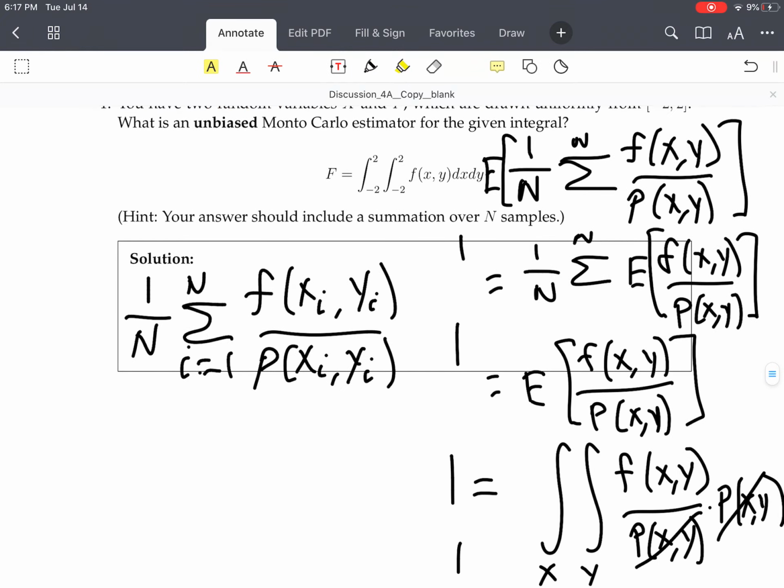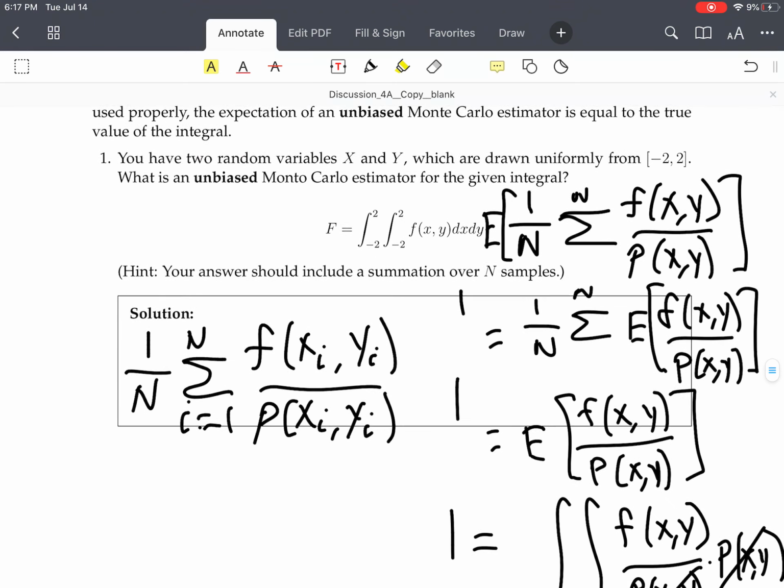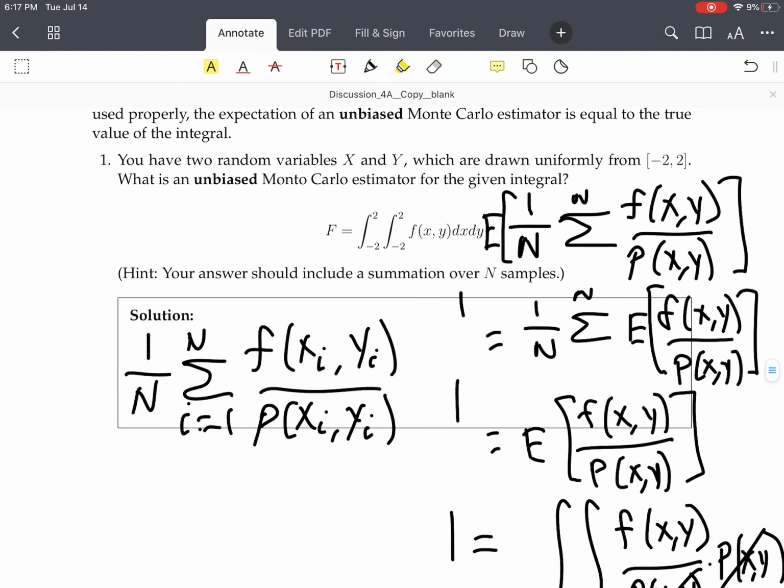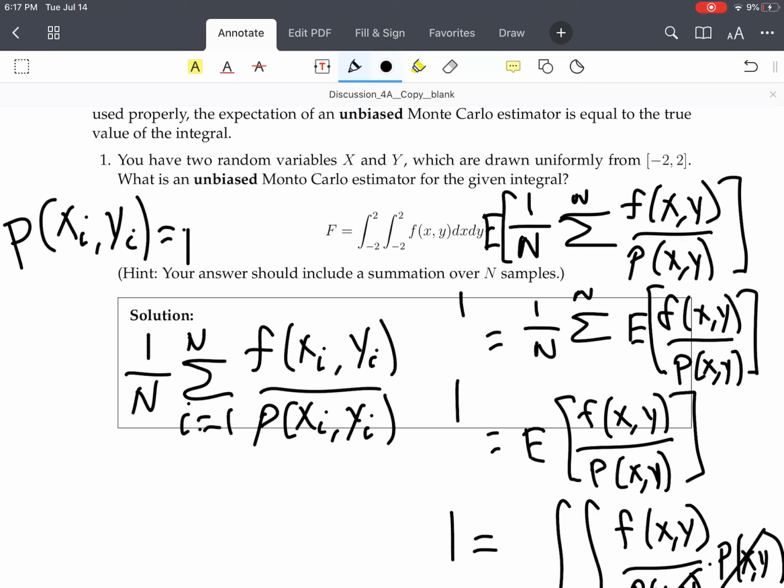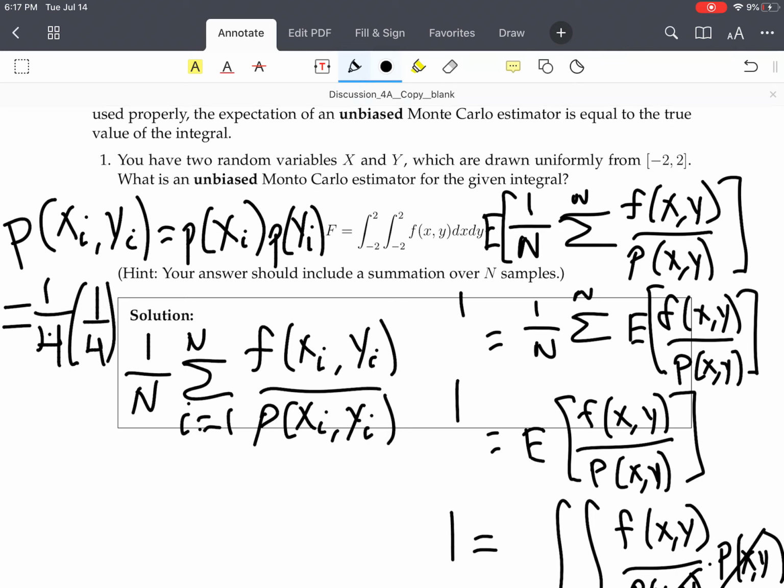And so now, in this problem specifically, what we can do is actually get a value for this p of xi, yi, right? The reason is we know that x and y are both drawn uniformly from -2 to 2, okay? So p of xi, yi is equal to p of xi times p of yi, right? Because they're independently drawn. And if I write this out, the probability of it being any value in this range of 4 is just 1 over 4, for x and for y. So it's going to be 1/4 times 1/4, and that's equal to 1/16, okay?